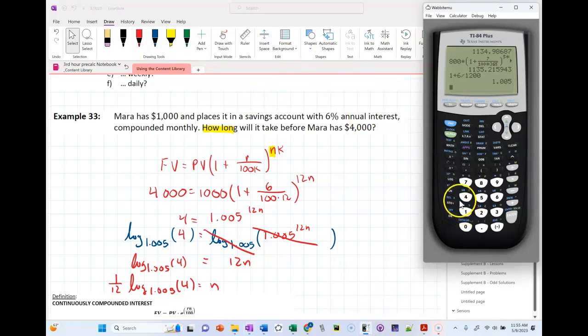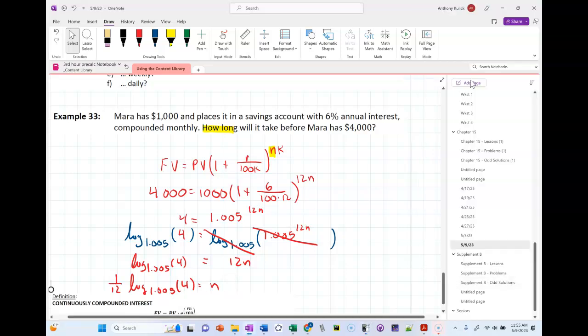So we do math, and then we do log base... Guys, let him finish before you go. So about 23.2 years.